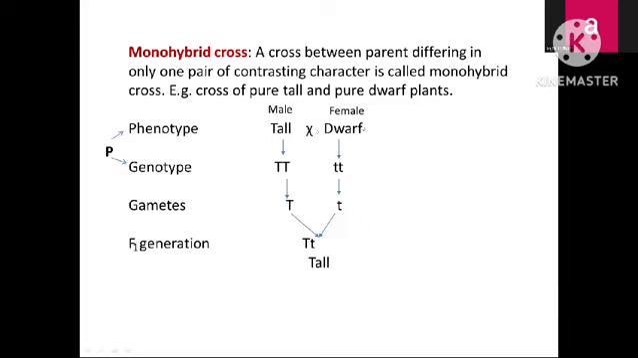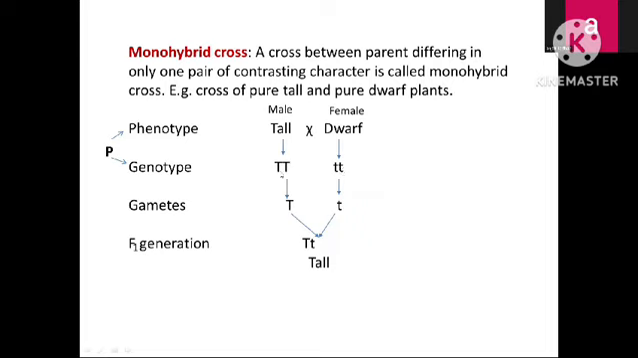Pure means individual with identical alleles for particular trait, that is homozygous. For pure tall plant, genotype is capital T, capital T, and dwarf plant genotype is small t, small t.